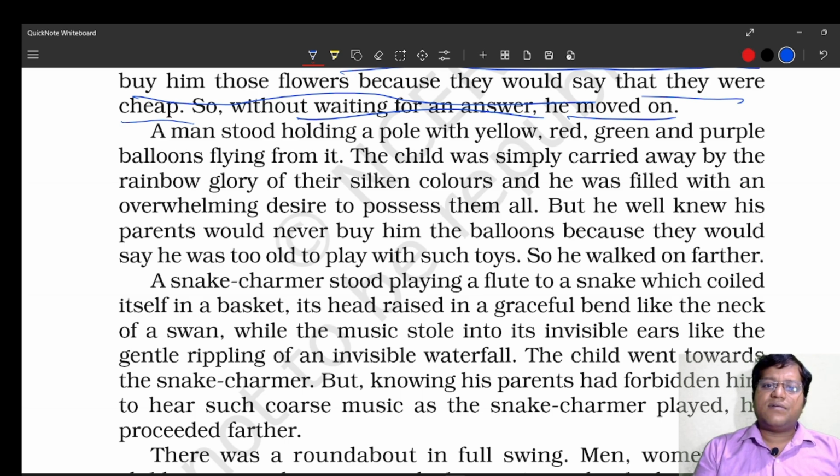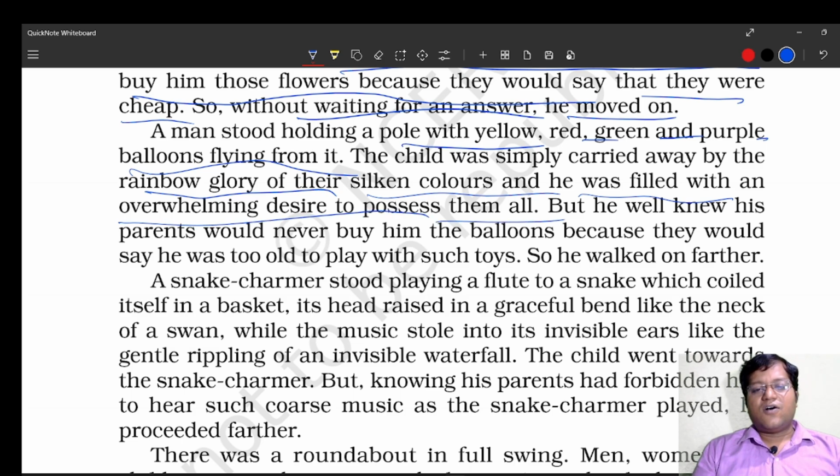A man stood holding a pole with yellow, red, green, and purple balloons flying from it. Suddenly, he saw a man standing selling different colored balloons, like yellow, red, green, and purple balloons. The child was simply carried away by the rainbow glory of their silken colors, and he was filled with an overwhelming desire to possess them all.